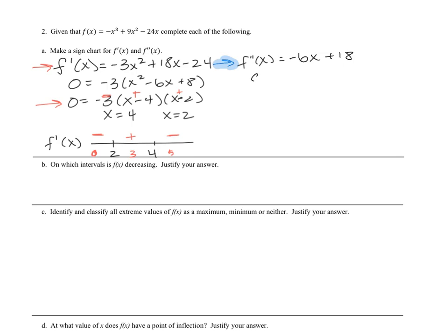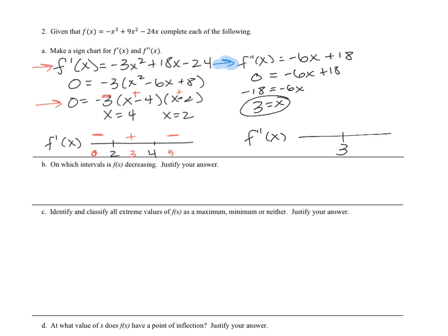To make this sign chart, I've got to find when f double prime of x is equal to 0. So I get 0 equals negative 6x plus 18. If I subtract 18 from both sides and divide by negative 6, I get that x is 3. Again, I'm going to label my sign chart. 3 is the critical value that I put onto this sign chart, and I'm going to evaluate for values to the left of 3 and to the right of 3.